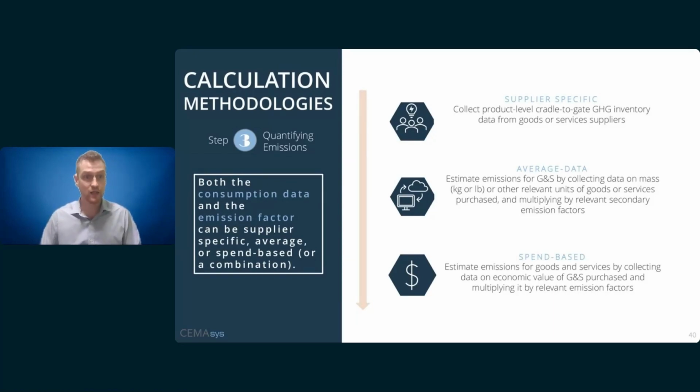In addition, it is okay to use what is called the hybrid method, which is a combination of multiple methodologies within your carbon accounting. If supplier-specific data is available for some emission sources, but not all, it is okay to use some supplier-specific and some average data. Do note, though, that supplier-specific is the most preferred method, while spend-based is the least favorable.